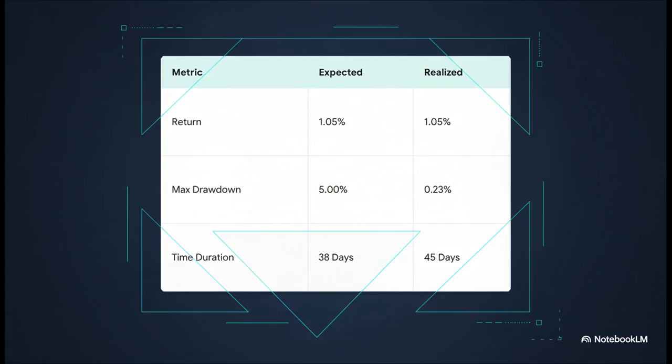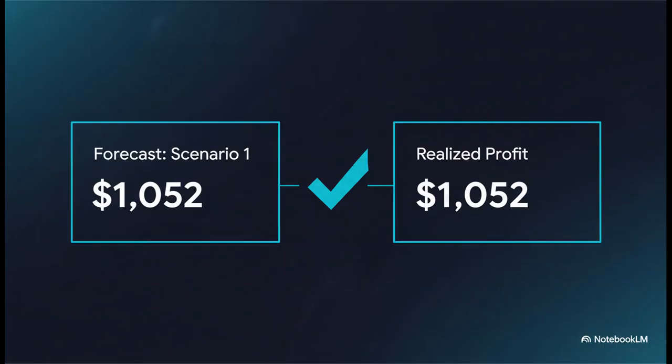The cycle did run a little longer than projected, 45 days instead of 38, but all in all, a very close match. And to put a final number on it, the realized profit was $1,052. That, once again, perfectly matches the forecast for scenario 1 that we saw back in phase 1.